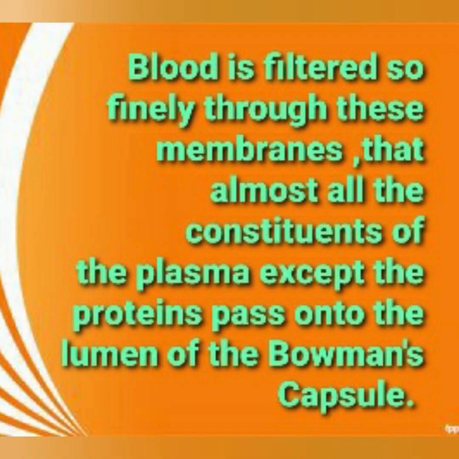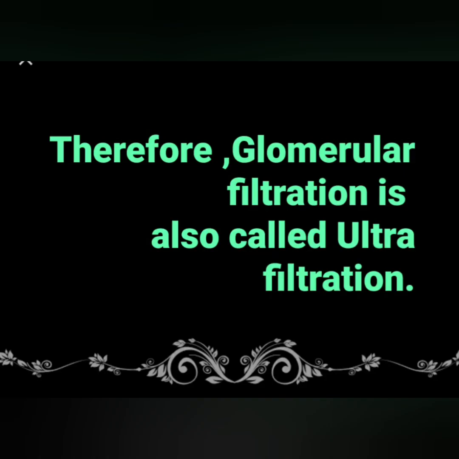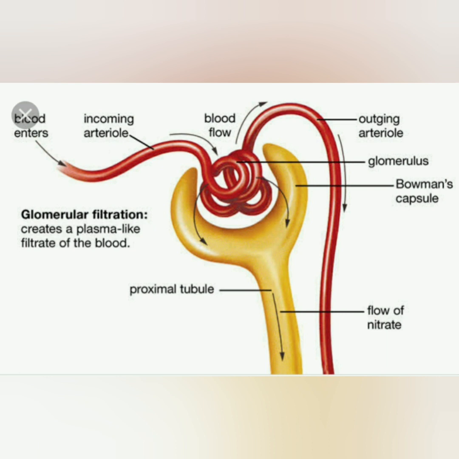Blood is filtered so finely through these membranes that almost all the constituents of the plasma except the proteins pass on to the lumen of Bowman's capsule. Therefore, glomerular filtration is also called ultrafiltration. Once again, the structure of Bowman's capsule. Observe the glomerulus, capsular space, everything, and try to understand.